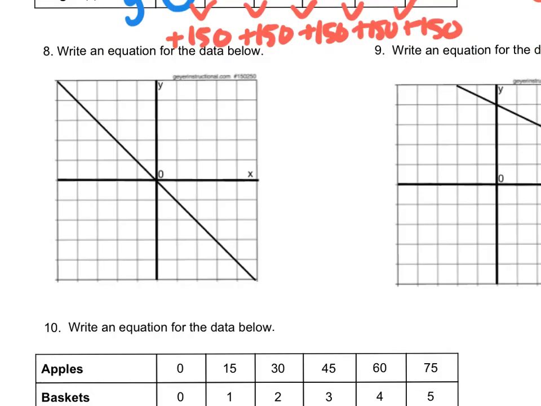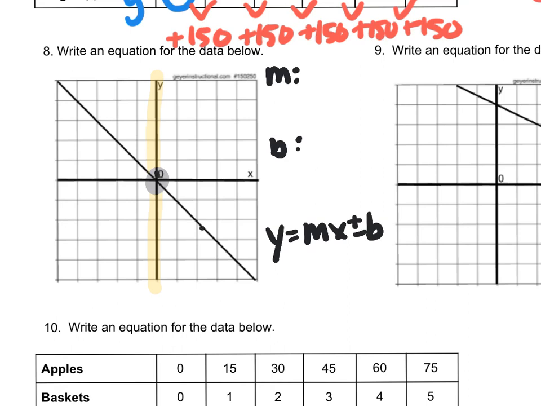Looking at number 8, it says write an equation. So I'm going to find my m and my b, and then I'm going to write it in the form y equals mx plus or minus b. So my b is where it crosses the y-axis. So it's going to cross right here at 0. Okay, so that's my point right there.